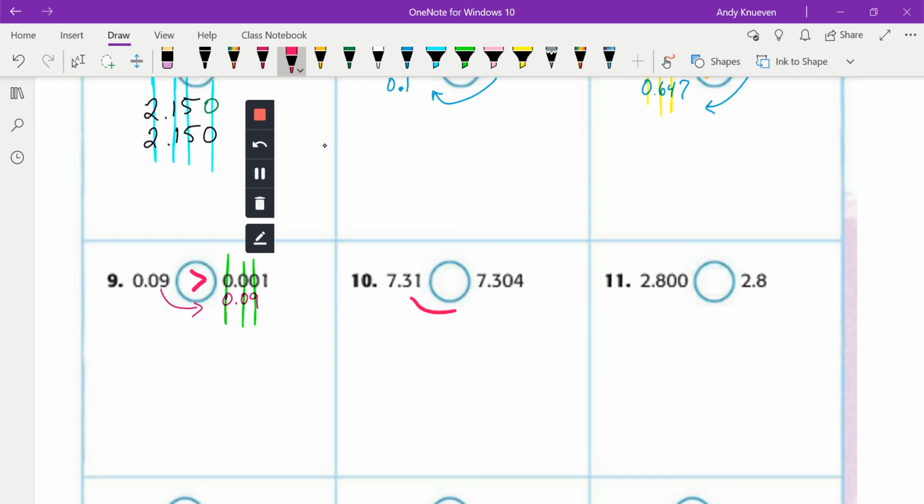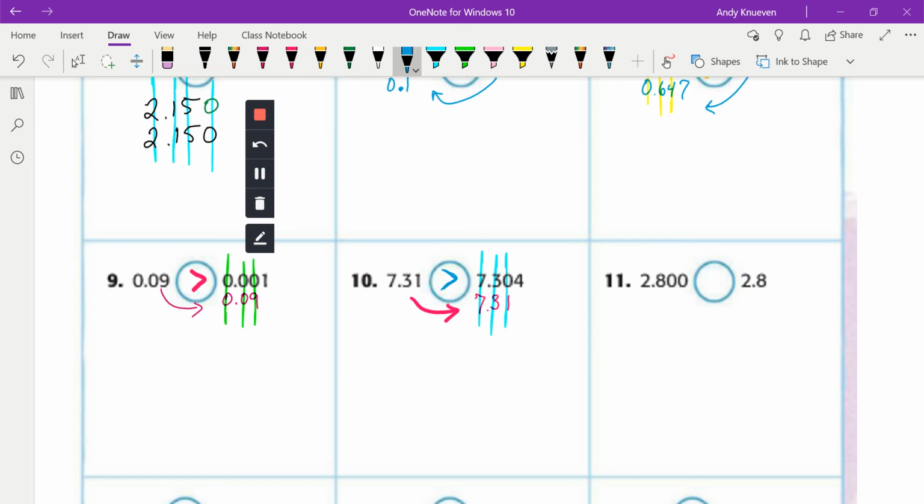All right, so now I'm going to bring over my other number here, and let's bring down our ink just a hair. So we've got 7.31, 7 and 31 hundredths compared to 7 and 304 thousandths. So I'm going to compare again. 7's are the same, 3's are the same, 0 and 1. 1 hundredth is greater than 0 hundredths. So that means that 7 and 31 hundredths is greater than 7 and 304 thousandths.